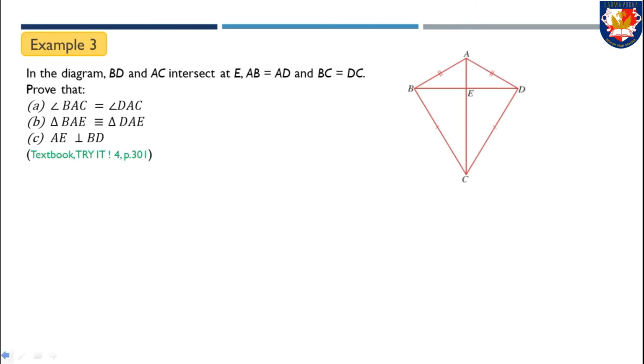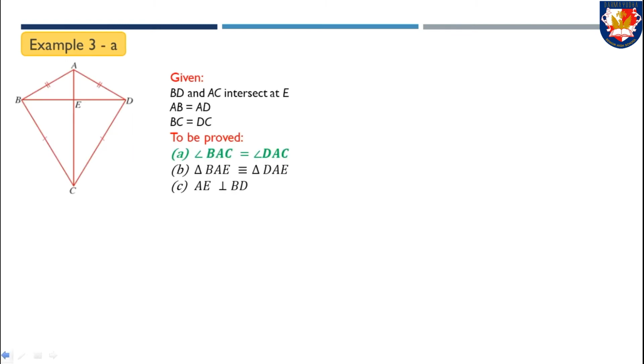Example 3. In the diagram, BD and AC intersect at E, AB equals AD, and BC equals DC. Prove that angle BAC equals angle DAC, triangle BAE is congruent to triangle DAE, line AE is perpendicular to line BD. Let's rewrite all the information from the question.